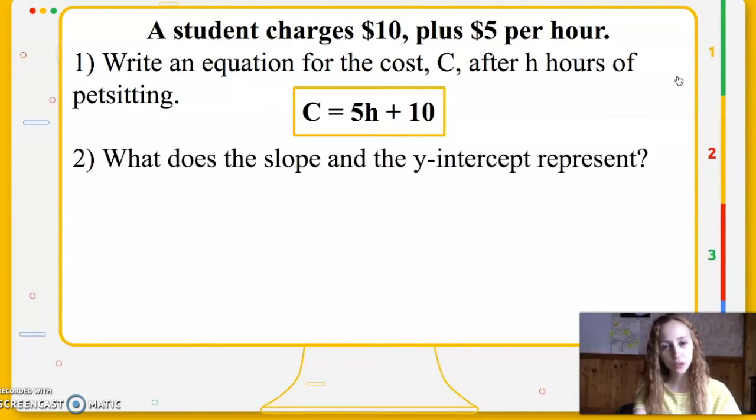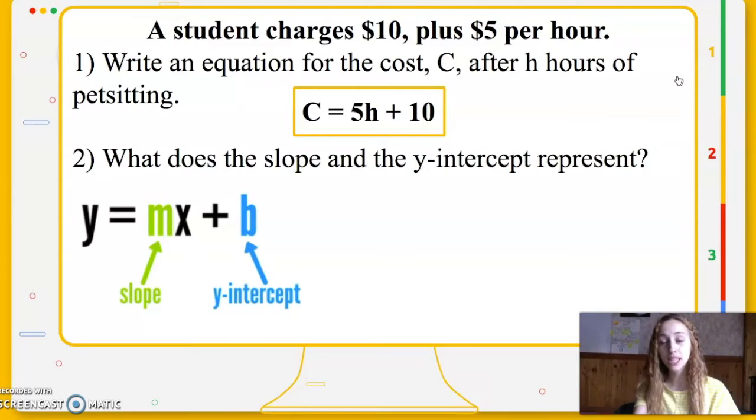And in order to figure out what the slope and the y-intercept mean, we have to remember that the slope is the coefficient of the variable, the number in front of the x, or in this case, the h. We are looking at the 5 as our slope. And then for b, our y-intercept is going to be the constant, the 10.